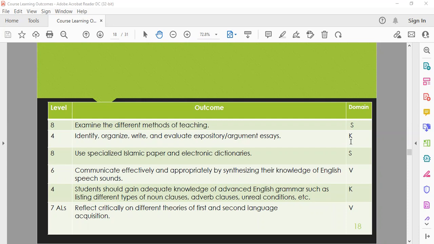Okay, thank you. For the next one, number 4, 4th level, students should gain adequate knowledge of advanced English grammar, such as listing different types of noun clauses, adverb clauses, and real conditions. So what do you think? What's the problem with this course learning outcome from grammar 4? It's very clear that this is grammar 4. Who can comment on this, please?